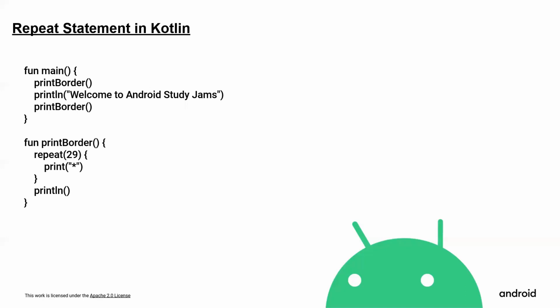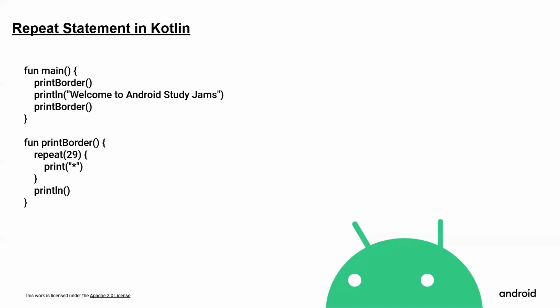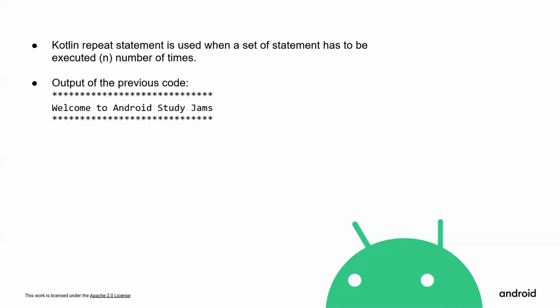Now all of you might be wondering what the use of repeat is and what the probable output may be. The output here will be like this. There will be 29 stars, then it will print welcome to Android Study Jams, and then it will print 29 stars again. As you can see in the main function, first we call printBorder, which prints 29 stars. Then it prints welcome to Android Study Jams on the next line, and again calls printBorder, which prints 29 stars. So basically, the Kotlin repeat statement is used when a set of statements has to be executed n number of times.